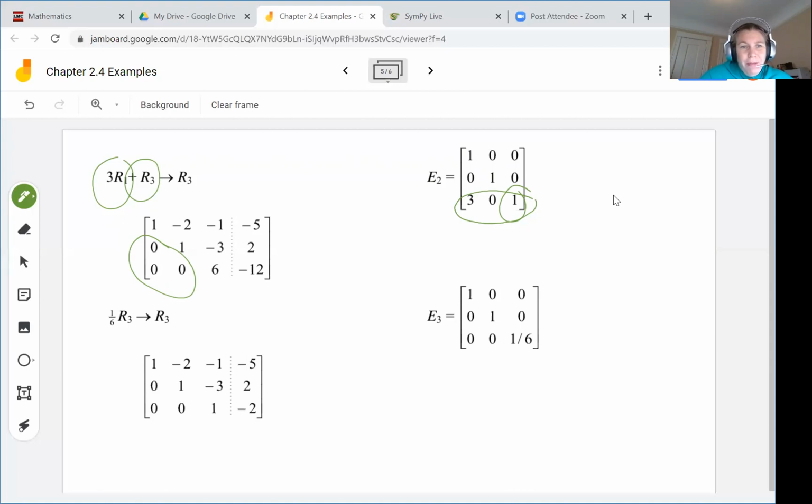Then our next step is we want to get rid of the 6 down here. We can do that by multiplying row 3 by 1/6. That's this operation right here, 1/6 times row 3 replacing row 3. So we've got a 1/6 here in the 3,3 position in the elementary matrix E3. When we carry out that multiplication, all of row 3 is multiplied by 1/6, and we get a matrix that's taking us a little closer to reduced row echelon form. This would just be a row echelon form here.